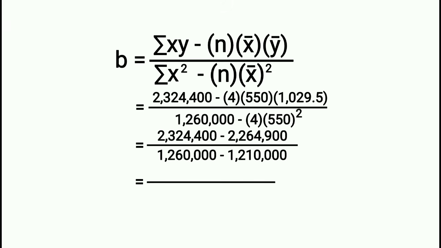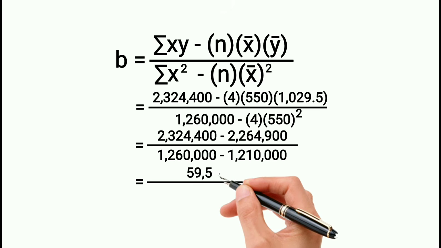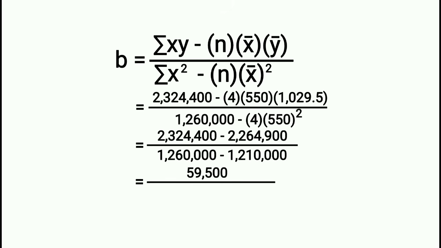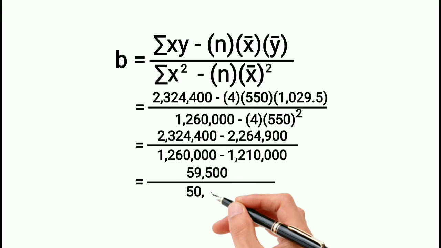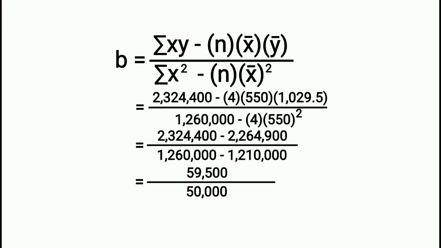2,324,400 minus 2,264,900, that is equal to 59,500. Next, 1,260,000 minus 1,210,000, that is equal to 50,000. 59,500 divided by 50,000, ilan yan? 1.19. And that is the B. B is equal to 1.19.